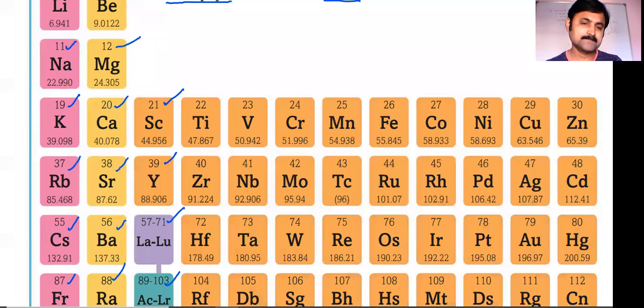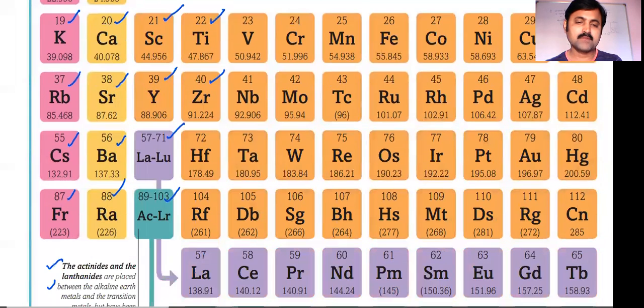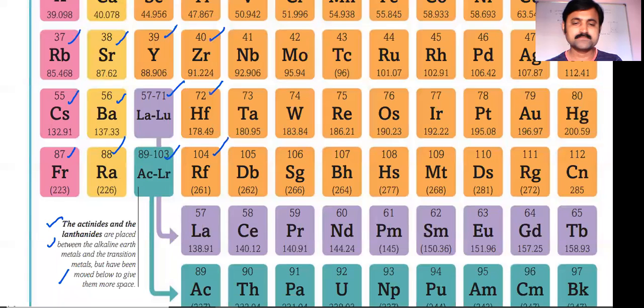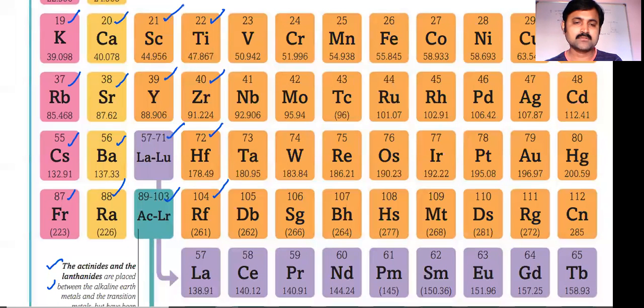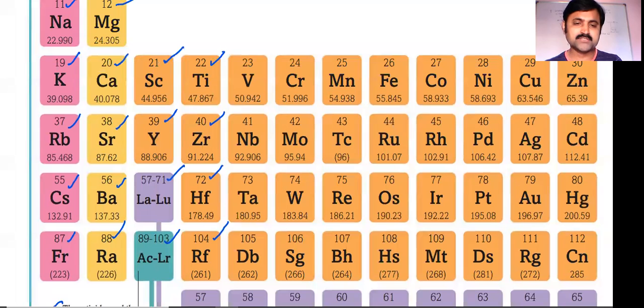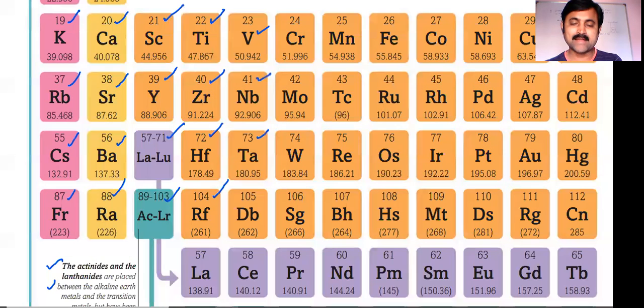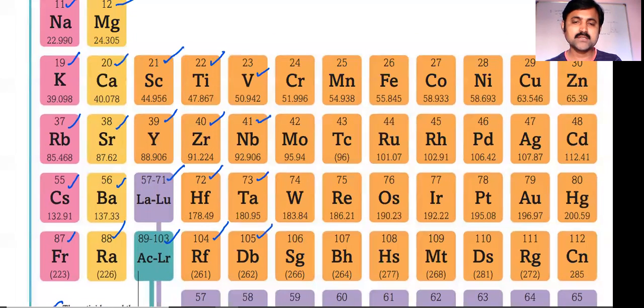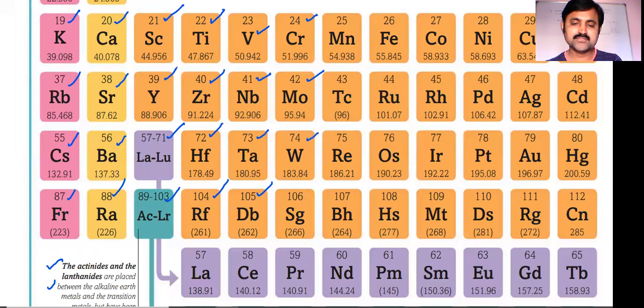Moving on to another one: titanium, zirconium, hafnium, rutherfordium. These are d block elements. From scandium onwards, these are all d block elements. Then 23, vanadium, niobium, tantalum, dubnium. Db is for dubnium. Next, chromium, molybdenum, tungsten, seaborgium.